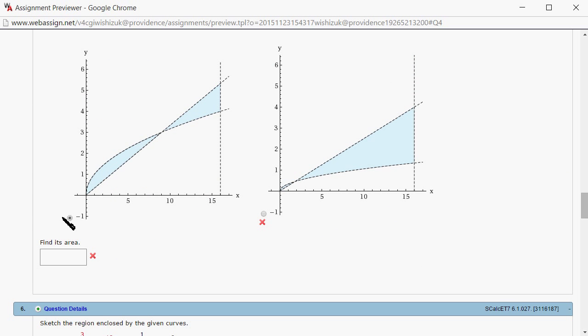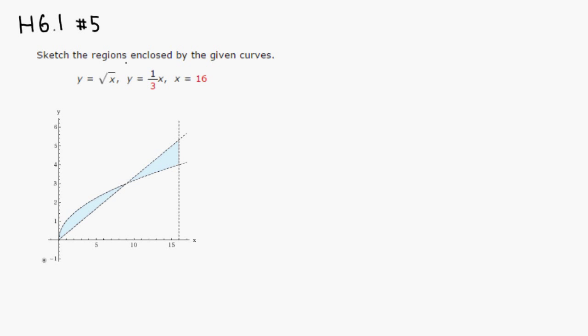So this is the correct picture right here. Once you have that picture, I'm going to copy this, and then we can just set up an integral. Let's find the intersection. We can see that the intersection starts at 0, and we want to find the other point. So we set the square root of x equal to 1/3 x.